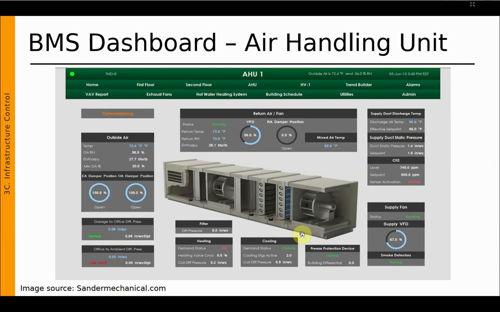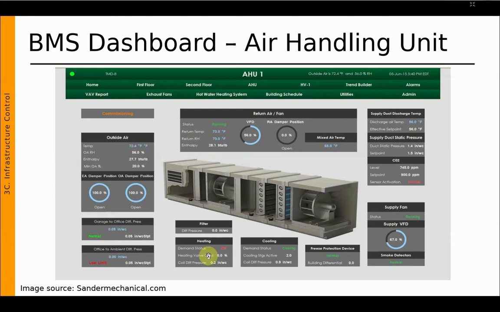Another one, we can see a BMS dashboard for an air handling unit. So this one is the parameters for the air handling unit, like return temperature, return humidity, and also enthalpy. Another one is outside air flowing through this air handling unit.